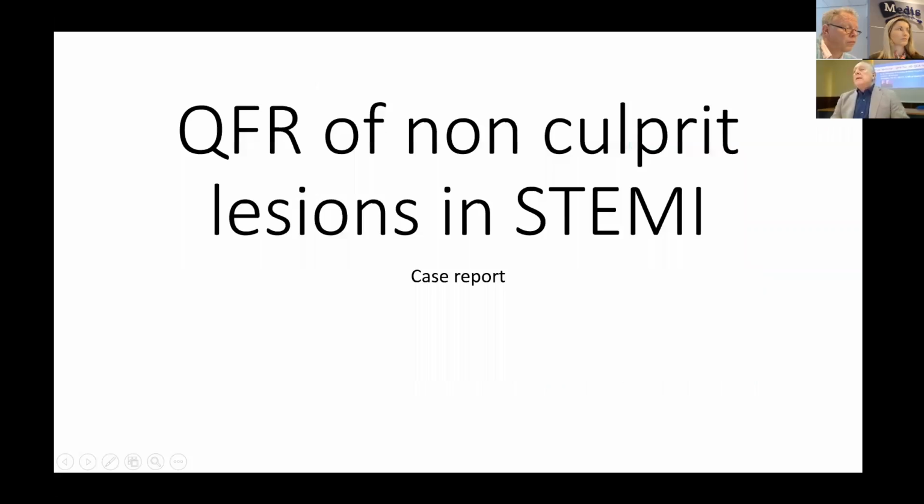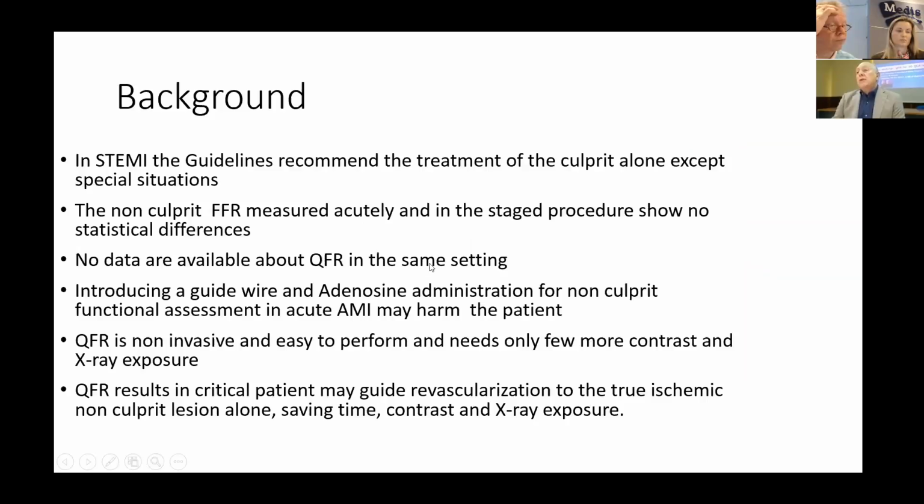Okay. This is the last case that I want to show you, another use of QFR in another setting. That's non-culprit lesion in acute myocardial infarction. You know that when you get a non-culprit lesion in acute myocardial infarction, the guidelines recommend to treat only the culprit if the patient is stable. And non-culprit FFR is indicated in this case to understand if the lesion must be treated in a staged procedure. We have no data about QFR use in the same setting.